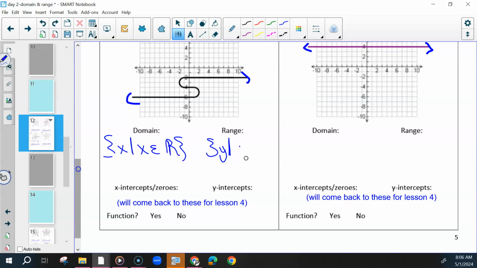Say what you're thinking. There's negative 6 is less than or equal to. So this one has lowest and highest points. It doesn't keep going forever and ever. So negative 6 is less than or equal to y, which is less than or equal to. They can be different, it just depends on the function.